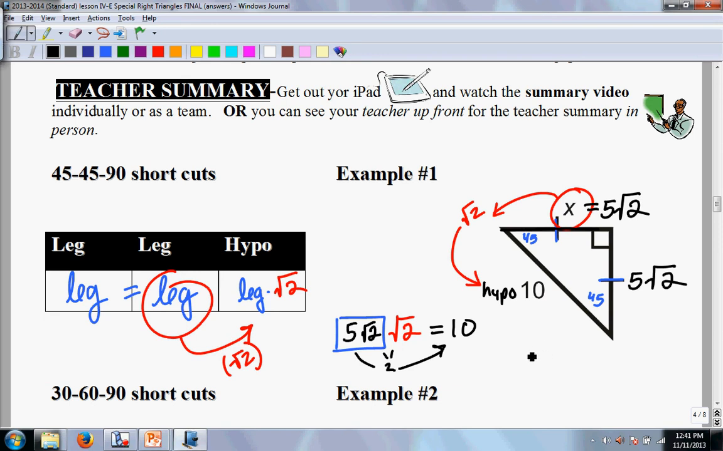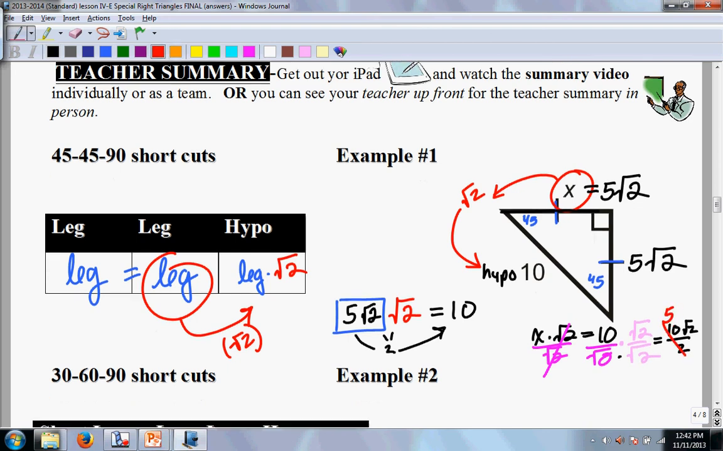If you prefer the algebraic method, let's just solve it this way. X times root 2 is 10. We're going to solve for x here using algebra. We divide by root 2. Now we have a root 2 in the denominator. We have to get rid of that, so we're going to times top and bottom by root 2. We end up with 10 root 2 over 2, because root 2 times root 2 is 2. And when you reduce that, that becomes 5. So your final answer again is 5 root 2.